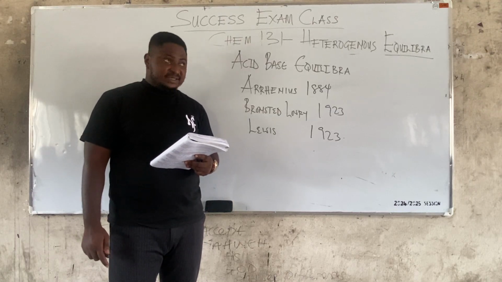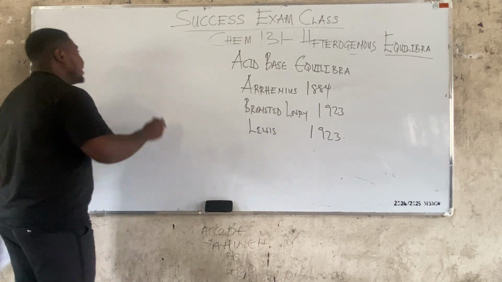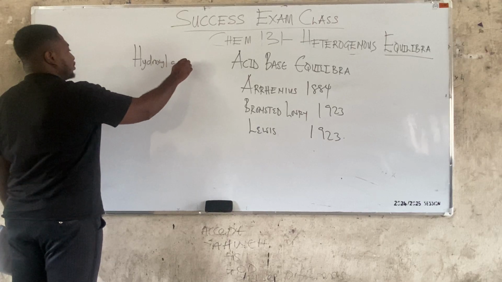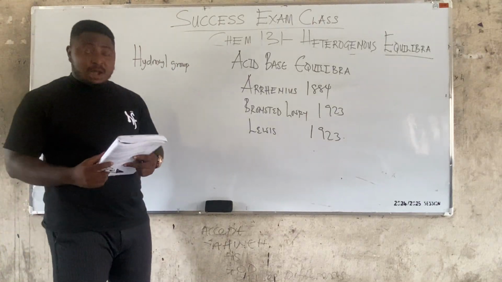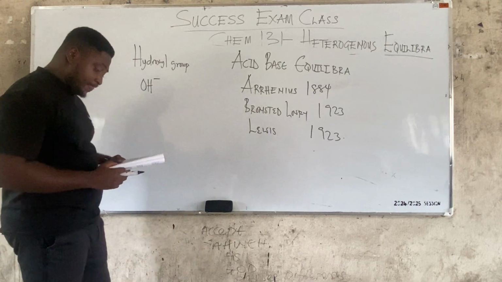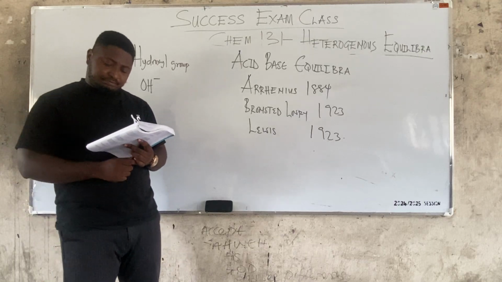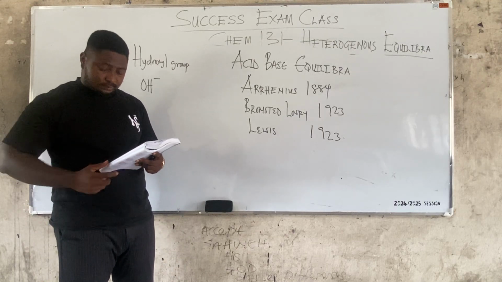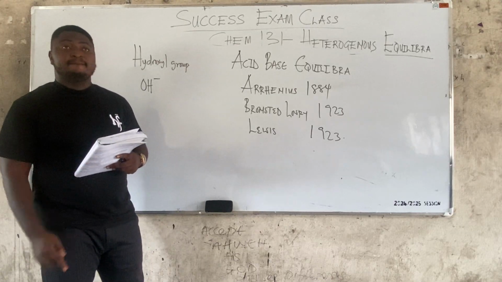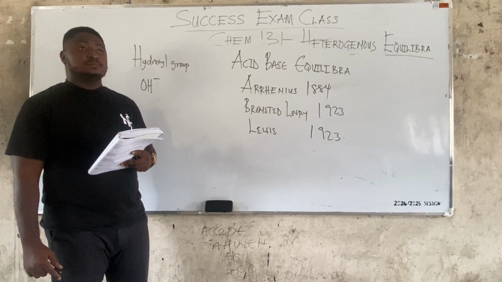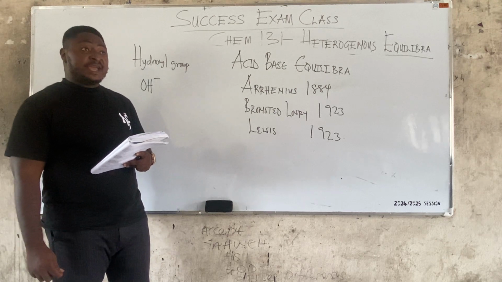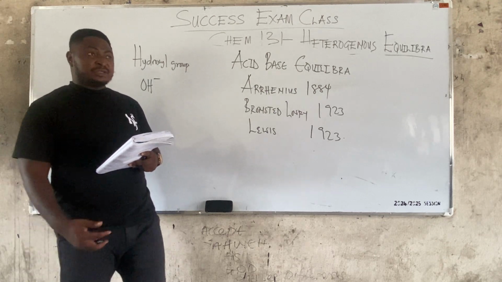And a base is a substance that contains hydroxyl group and produces hydroxyl ion, OH minus, in an aqueous medium. Arrhenius said that an acid is a substance that produces what? Hydrogen ion, right? In an aqueous medium. And a base produces hydroxyl ion in an aqueous medium.